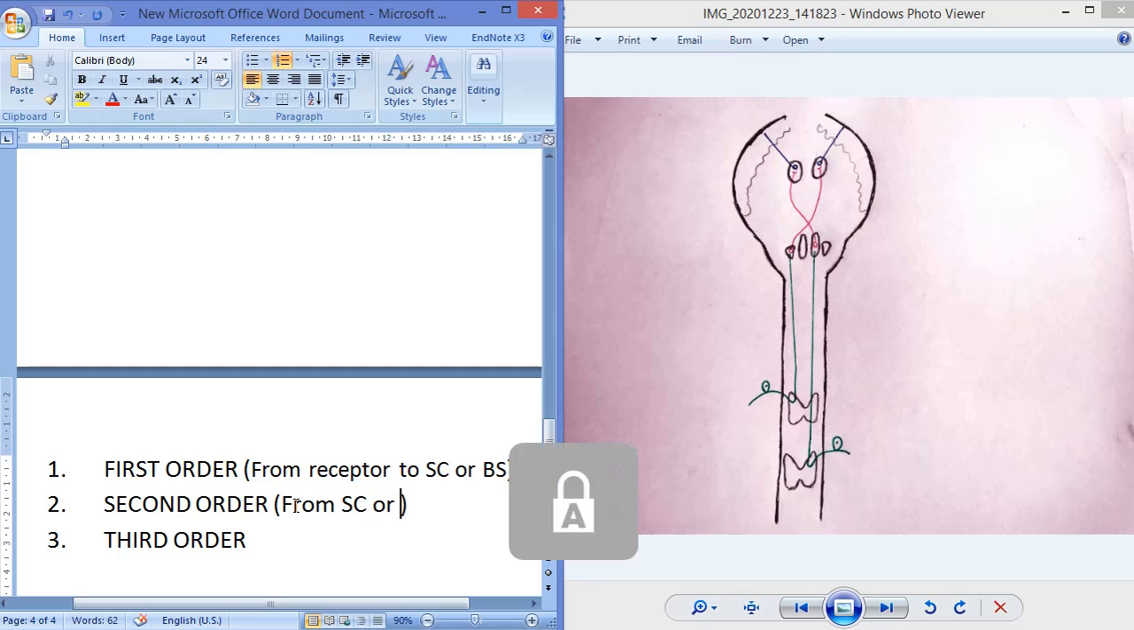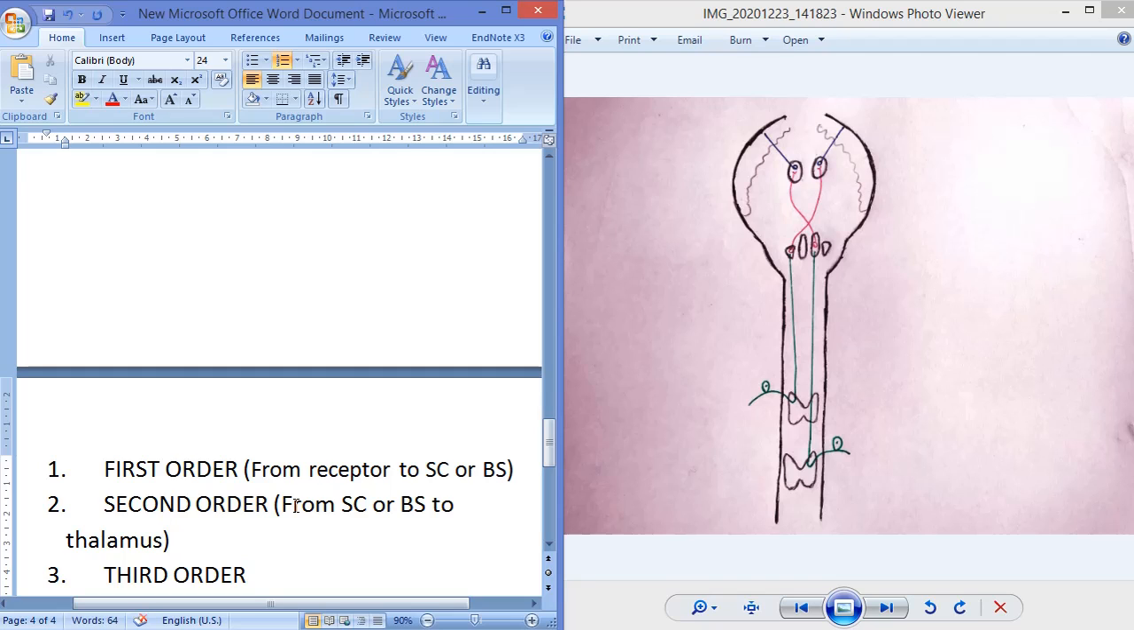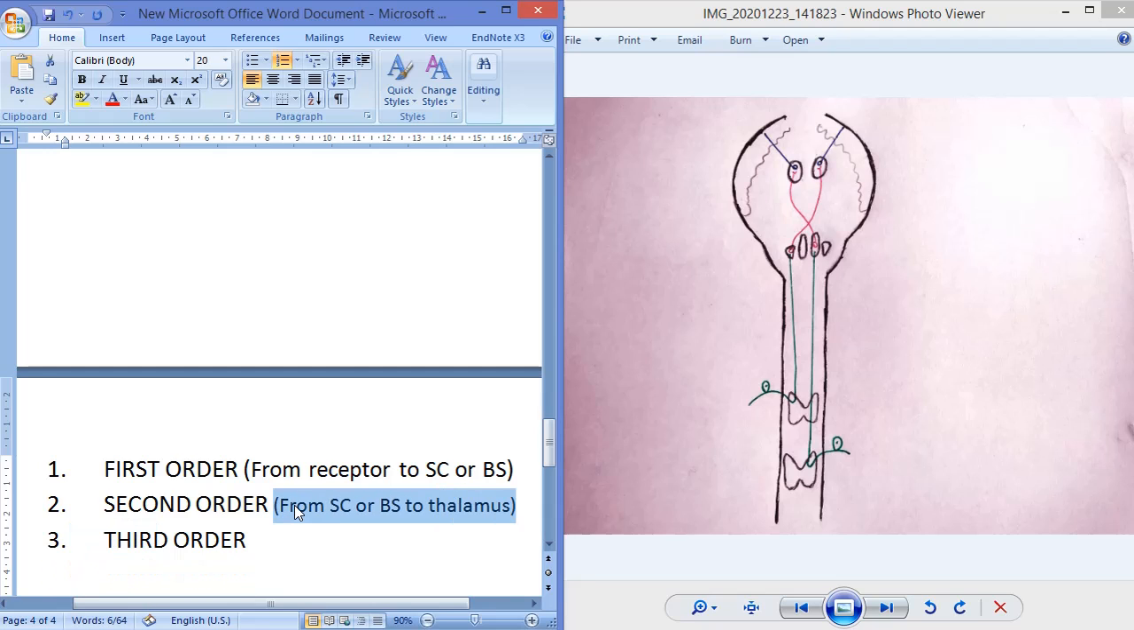The second order neuron will always carry the impulses from the spinal cord or from the brain stem to the thalamus. So over here we can see that the first order neuron carries impulses from the receptor to the brain stem, and the second order neuron carries impulses from the brain stem to the thalamus.